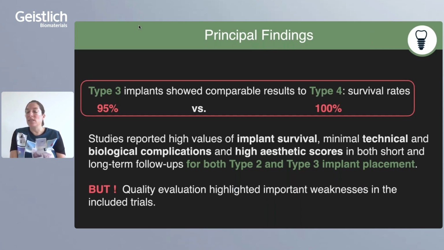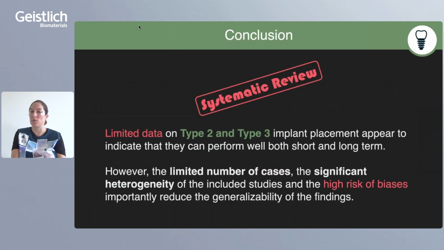Studies reported high values of implant survival, minimal technical and biological complications, and high aesthetic scores, both short and long term for type 2 and type 3 implant placement. But quality evaluation of the studies, as I have mentioned before, highlighted important weaknesses in the included trials, and there were not many high-quality trials that could be included in this systematic review. So there is really only limited data on type 2 and type 3 implant placement, which was, as I said, unexpected.